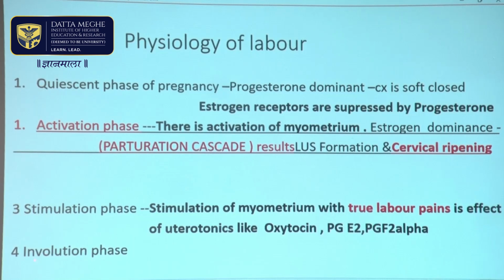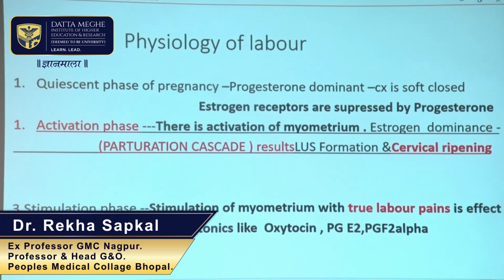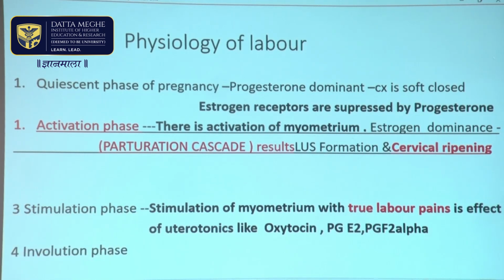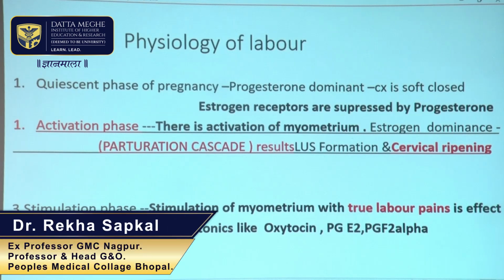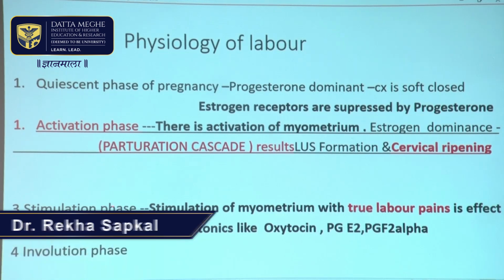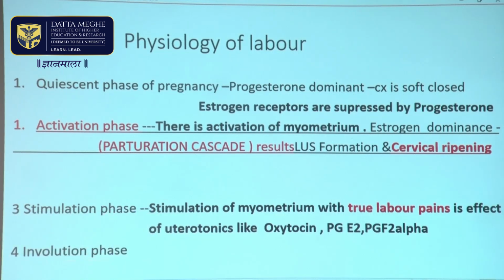In the postnatal period after delivery of the fetus and the placenta, there is involution phase of the uterus, this phase is of 6 weeks, where the uterus comes back to its normal size after delivery. So, involution phase is seen in the postnatal period. This is how the sequence of events occur in pregnancy: quiescent phase, 8 weeks prior to labor, activation phase, during labor, stimulation phase, in postnatal period, involution phase.